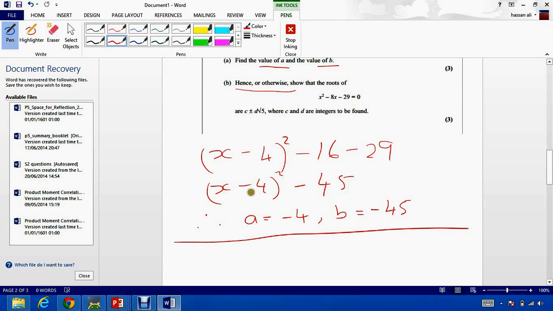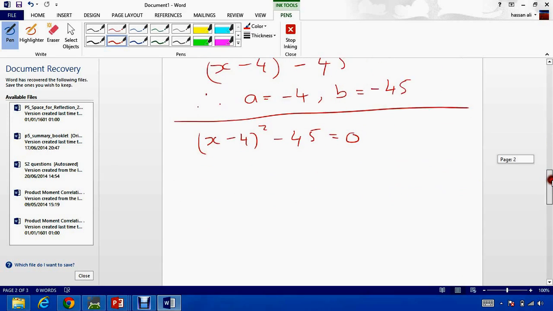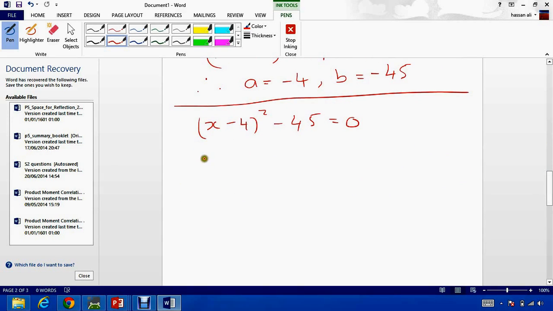Now in part A we had this, (x minus 4) squared minus 45. And remember that's equal to 0. So if we just rewrite that here, (x minus 4) squared minus 45 equals 0. So you just take the 45 to the other side. Okay, and a way to get rid of a square, you square root, plus or minus square root of 45.